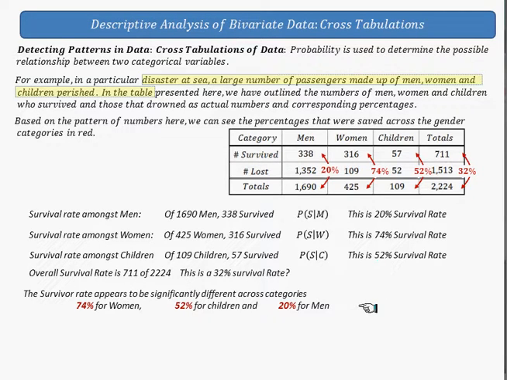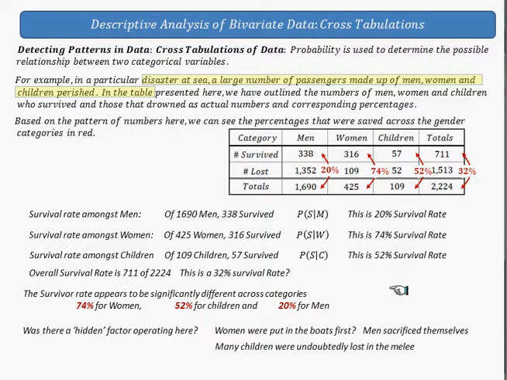And the survival rate, as you can see here, changes dramatically across groupings. And this suggests a hidden factor may be operating here. And of course you figured it out. Women were put in the boats first, and men sacrificed themselves, and many children were undoubtedly lost in the melee, accounting for the 52% loss rate.